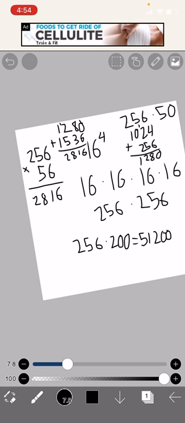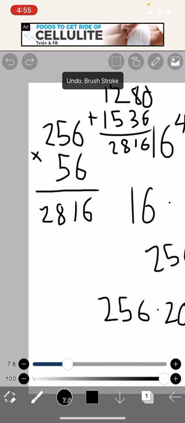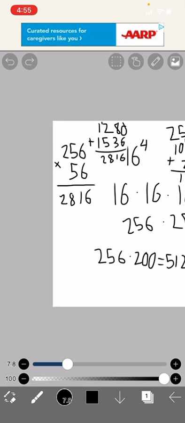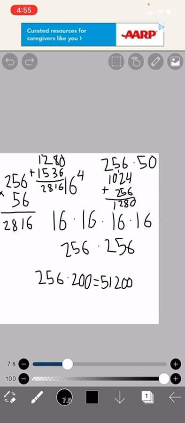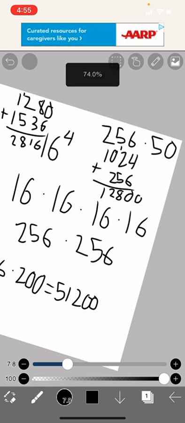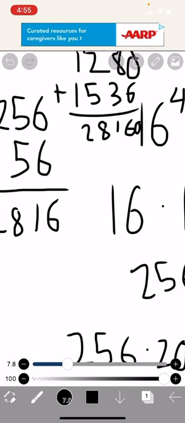Wow. 256 times 56. Where did we get that from? 256 times 200. We're missing 56. Okay, times 56. Something must be wrong here. Times 50. 1,800. Add 12,800. Get 28,160 is your answer.